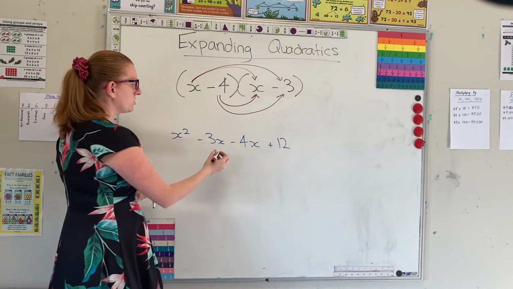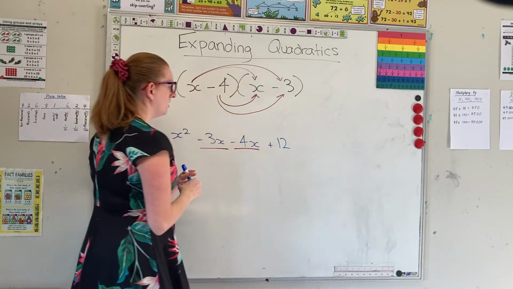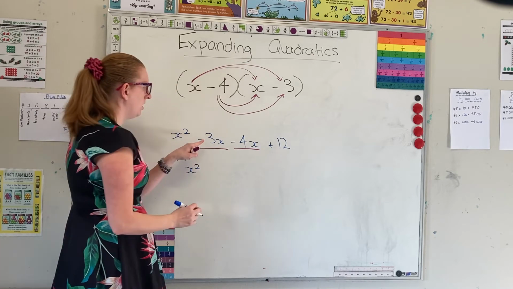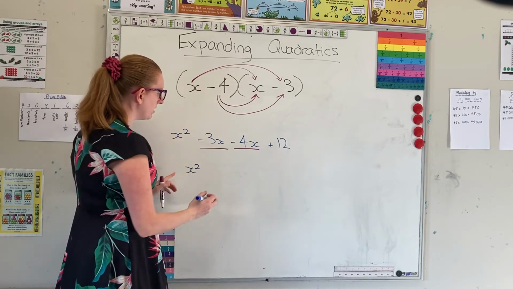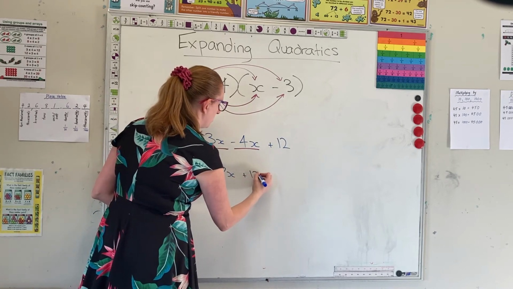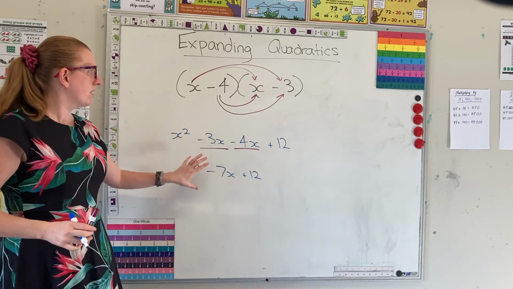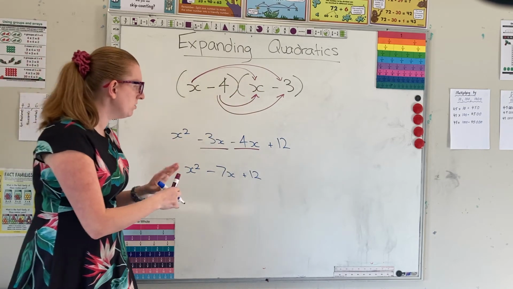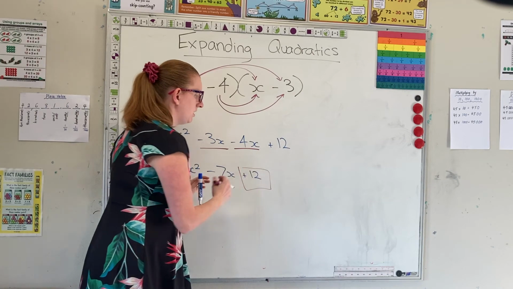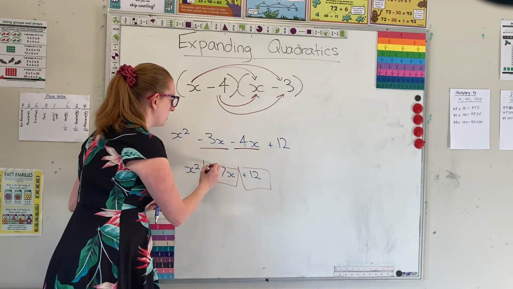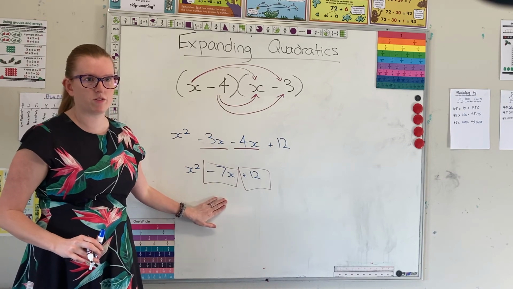Okay, now I've got some like terms here that I can group. X squared doesn't change, it stays the same. -3x minus 4x gives me -7x. And here I've got +12. So, when you have two negatives in your brackets, your final component will be positive, but your middle component, which is this one, becomes negative, okay?